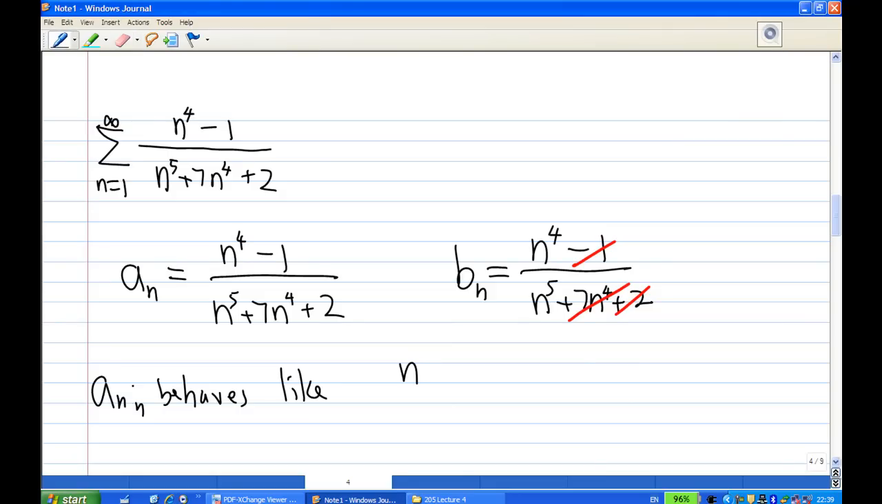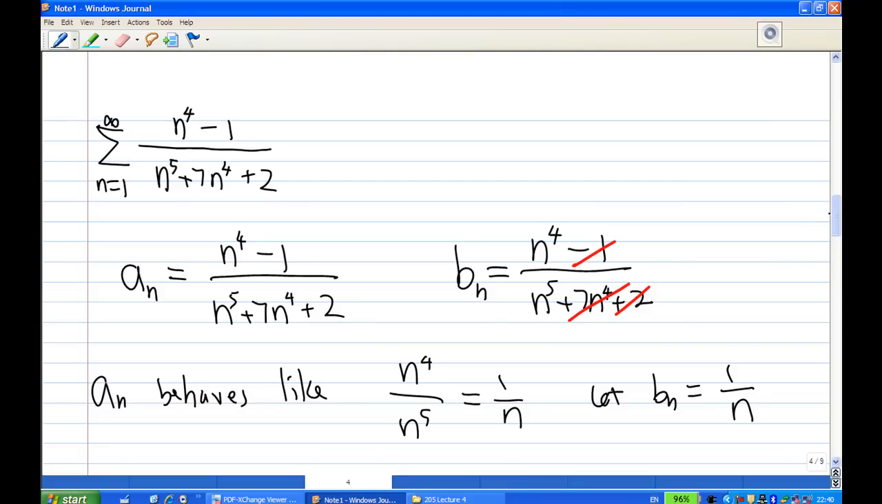Well, what is an now? It behaves like n^4 over n^5, which is 1 over n. So an behaves like 1 over n. So I'm going to let bn equal 1 over n.